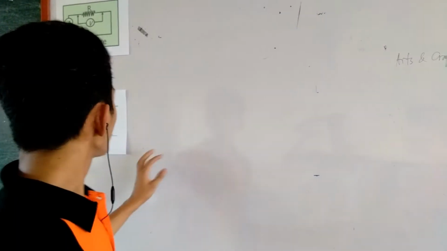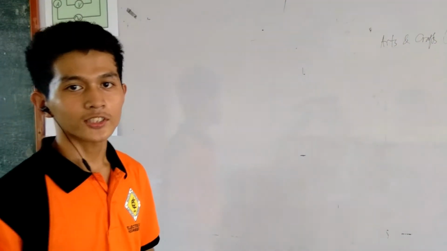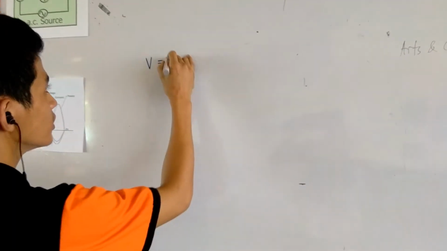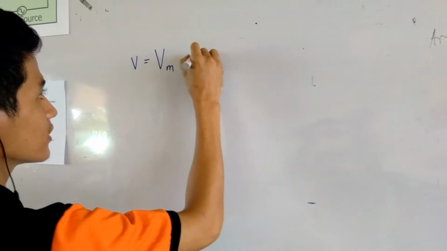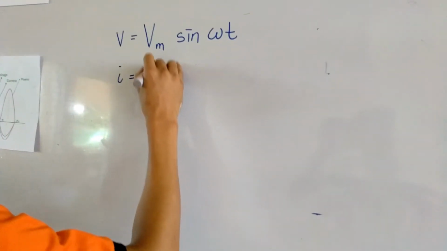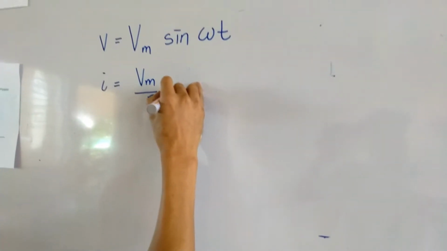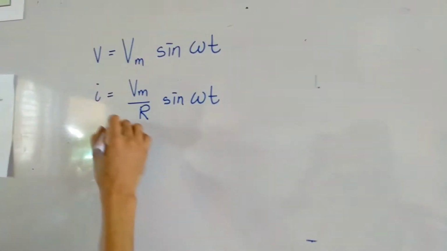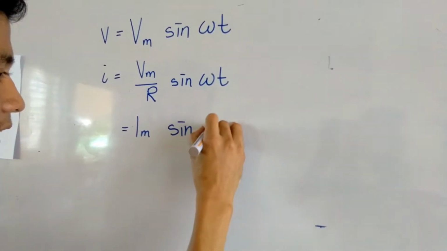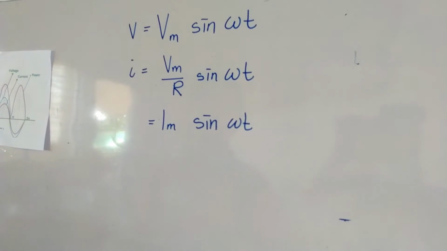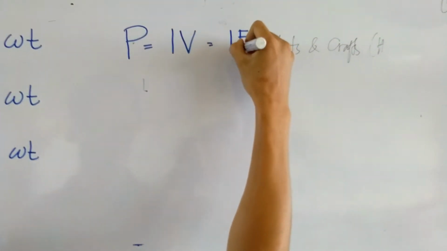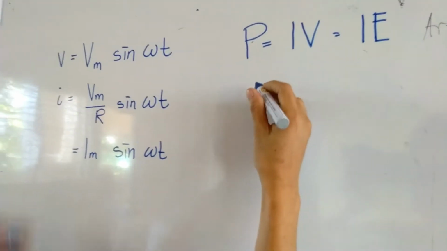Now, let's proceed to the derivation of power in a purely resistive circuit applied in an AC source. Recall, we have a sinusoidal voltage equal to the maximum voltage Vm sine omega t, and the current equal to Vm over R sine omega t, which is also equal to the maximum current Im multiplied by sine omega t. Since power is equal to iv or ie, we substitute the two values.